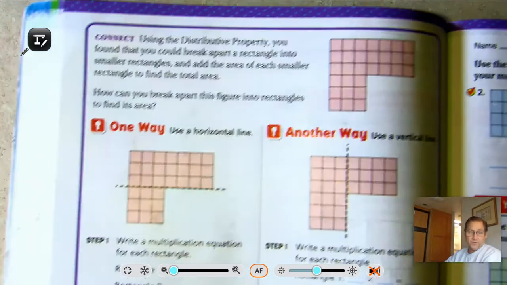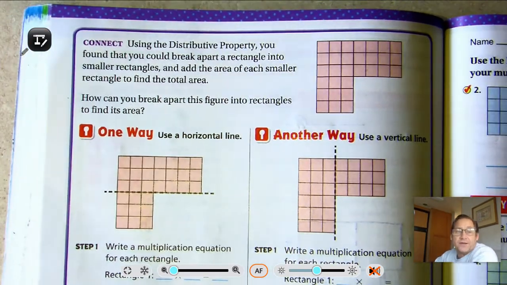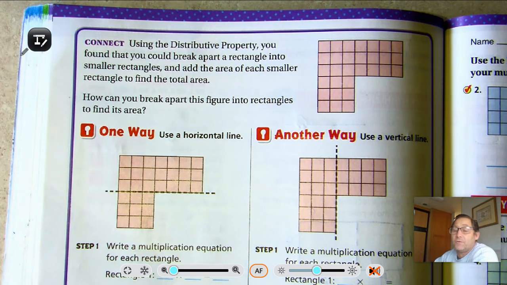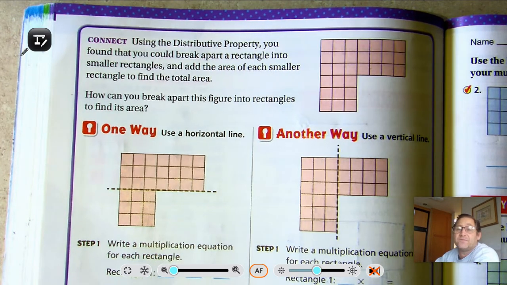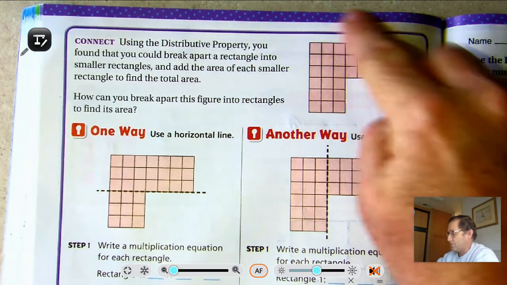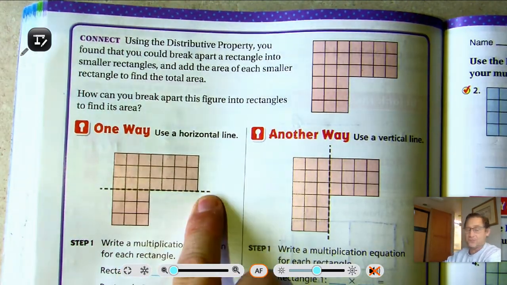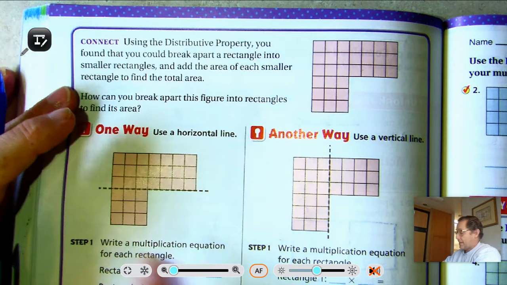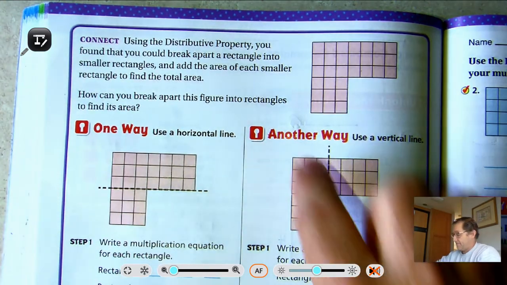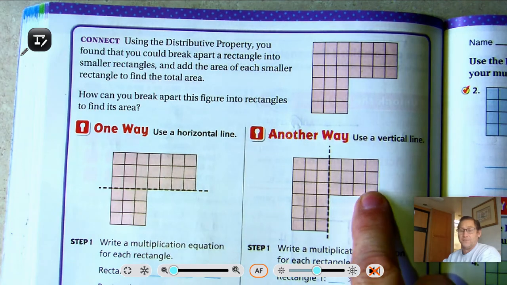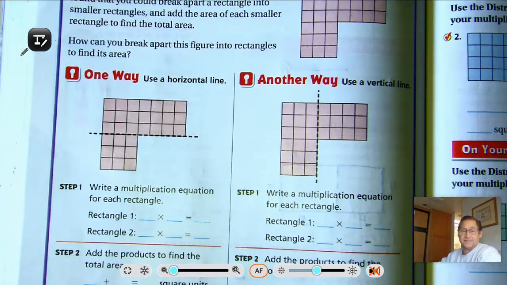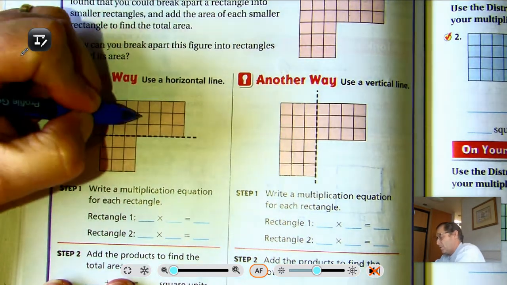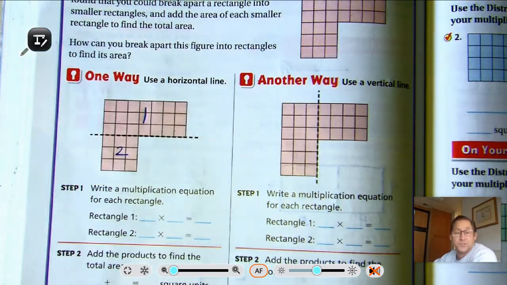So connect. Again, it says using the distributive property, you found that you could break apart a rectangle into smaller rectangles and add the area of each smaller rectangle to find the total area. How can you break apart this figure into rectangles to find its area? So how could I split this one? Well, one way, I could cut it into one large rectangle going this way and this smaller one down here. I could also split it vertically and have this be my long rectangle and this be the smaller rectangle. It doesn't matter. We're just making it into something a little simpler to do. So we're going to call this rectangle 1 and we'll call this rectangle 2.